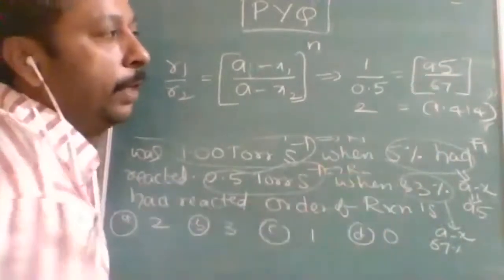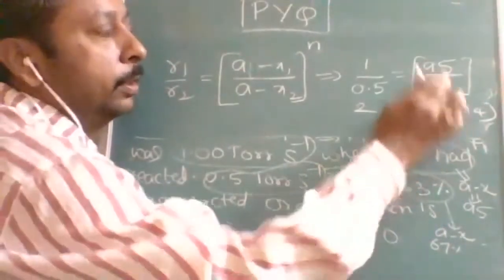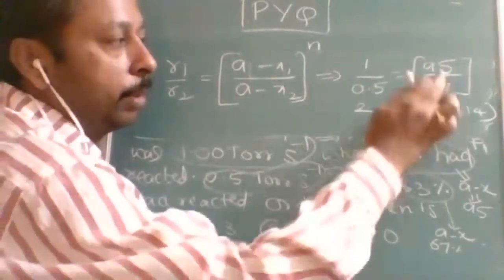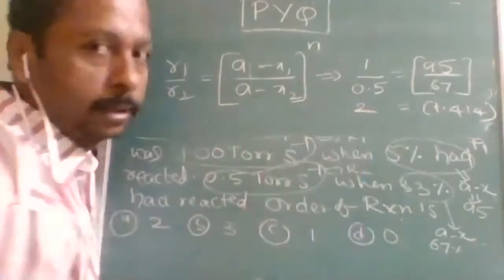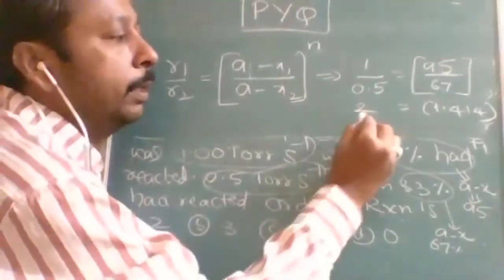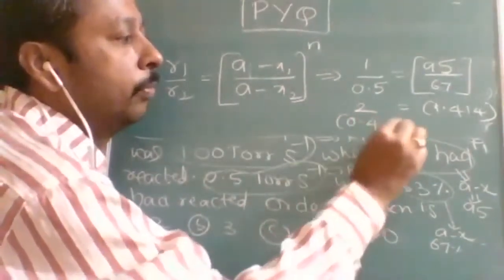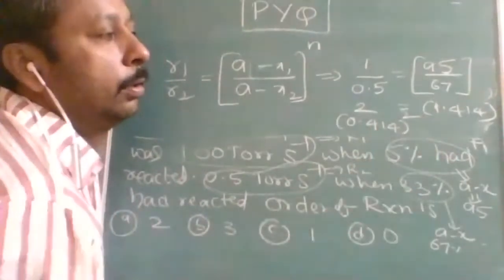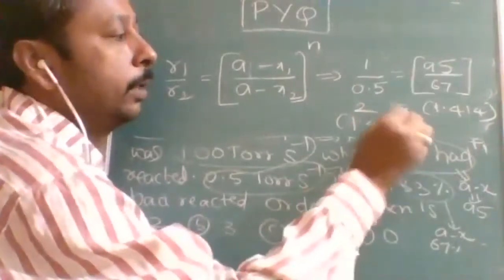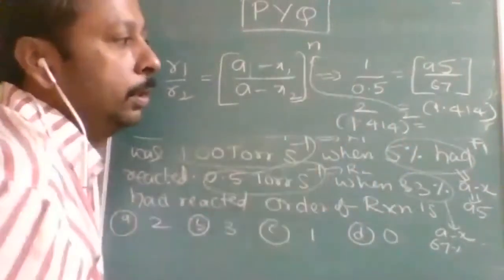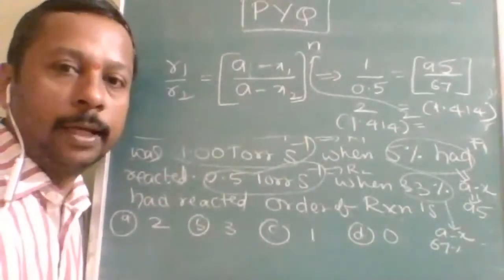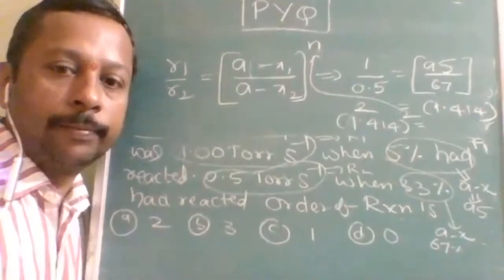On simplifying, I am telling you approximately, this is 60 into 1.5, which is 90. So approximately I am writing so that I can get the square. Here on simplifying, this can be written as 1.414 whole squared is equal to this one. That means second order reaction. So n is equal to 2, the reaction is second order.